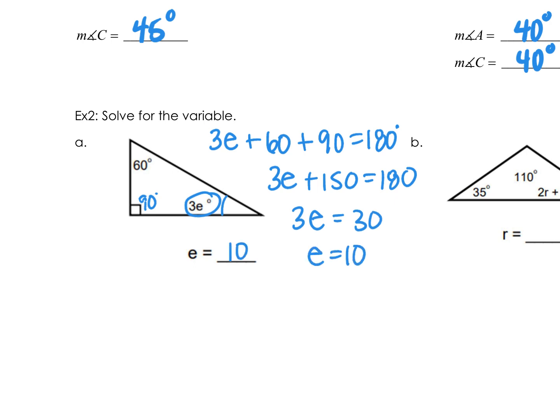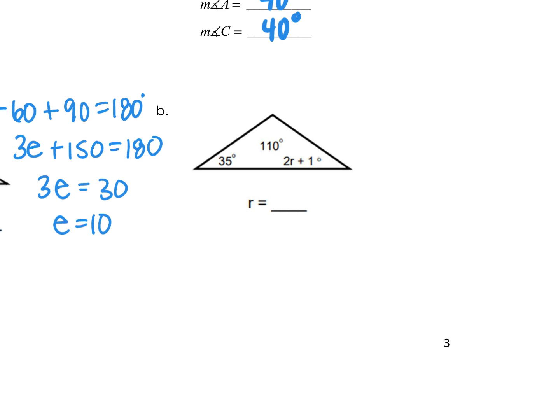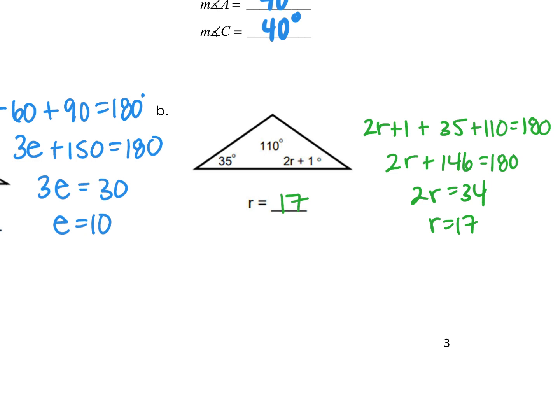Okay, and I can always plug that in and make sure it makes sense. Right, so that would be 3 times 10 here, so that's 30. And then 30 plus 60 plus 90 does give me 180. Okay, why don't you pause and try example B. Okay, and now check your answer.